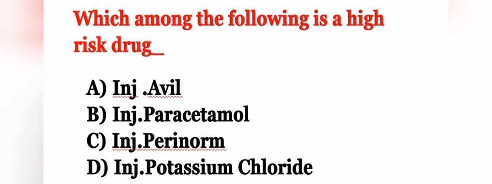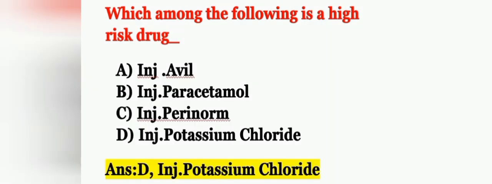And the next question, which among the following is a high risk drug? Option A, injection Avil. Option B, injection paracetamol. Option C, injection perinorm. Option D, injection potassium chloride. And the correct answer is option D, injection potassium chloride. Why? Because a rapid infusion of potassium chloride can cause cardiac arrest that may lead to death of the patient. So it's one of the high risk drugs.